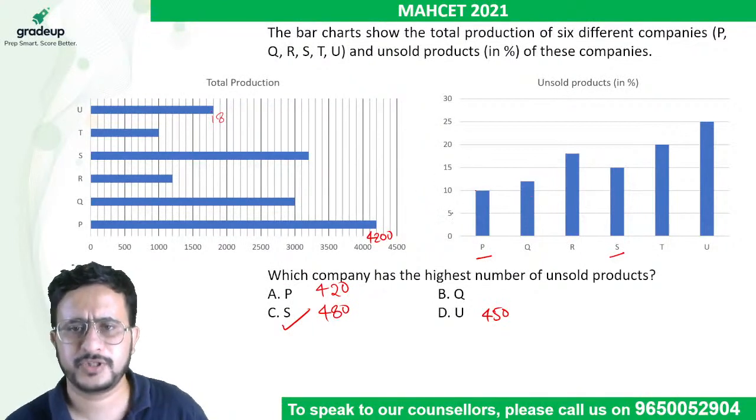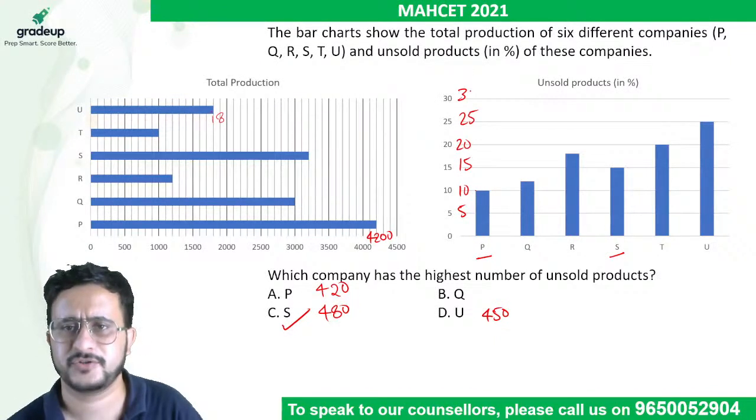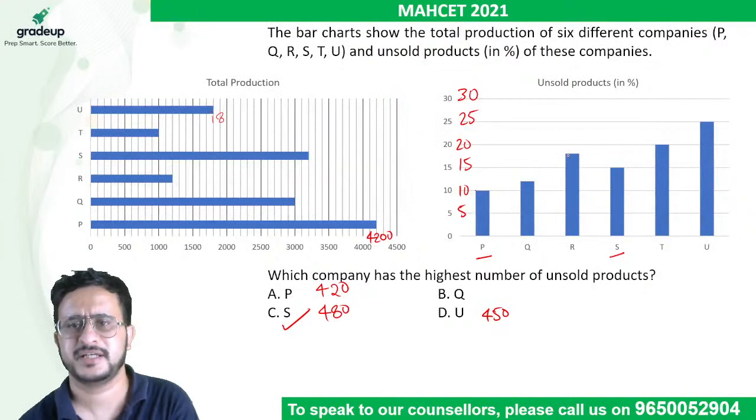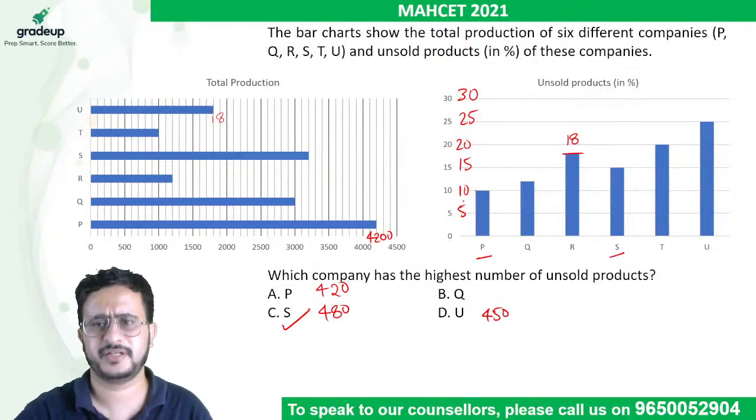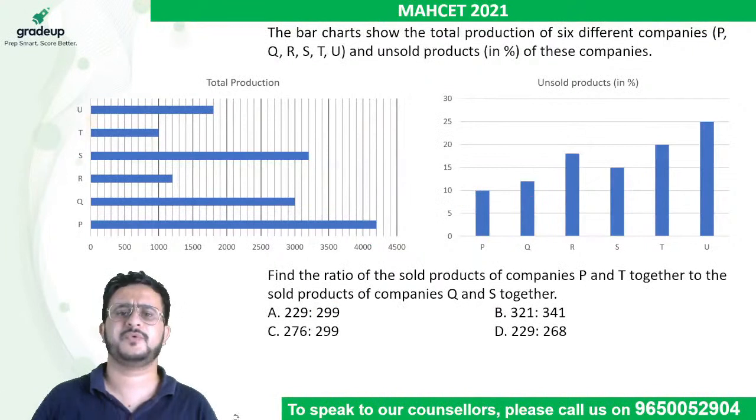Okay. So unsold, this is 5, 10, 15, 20, 25 and 30. So you have to read from these graphs, right? So it is 18%. It looks more than half. It is 20, this is 25, this is 15, this is 12, and 10, somewhat above 10. Okay, next question.